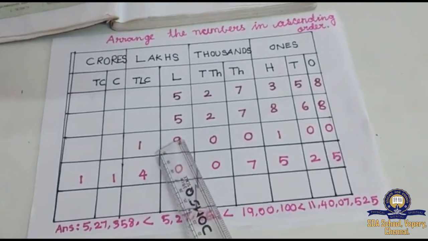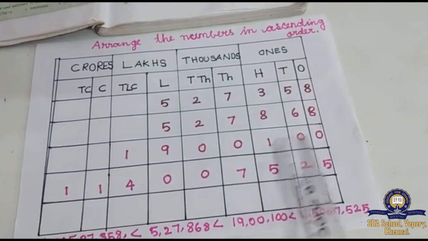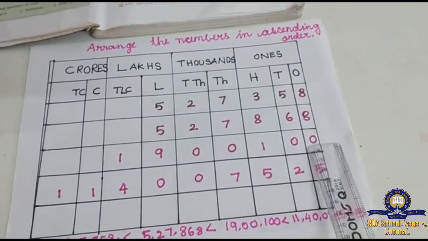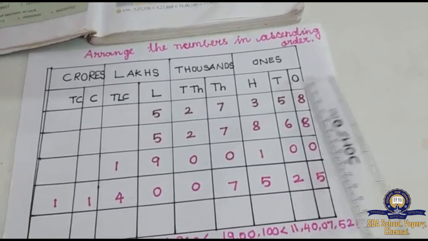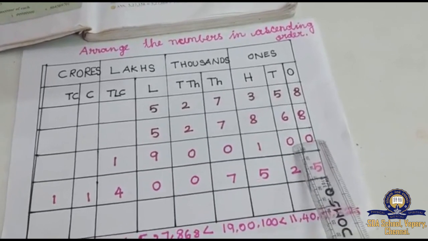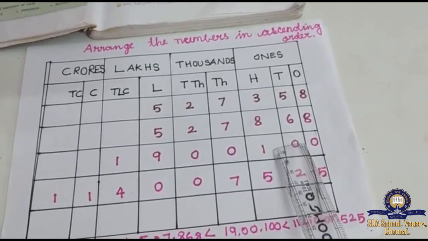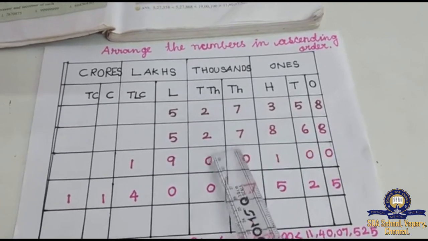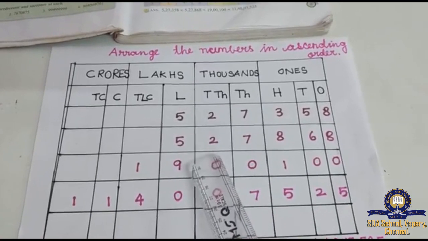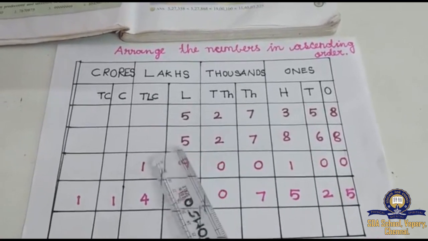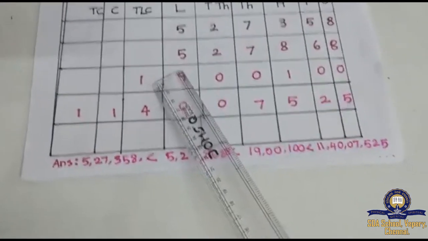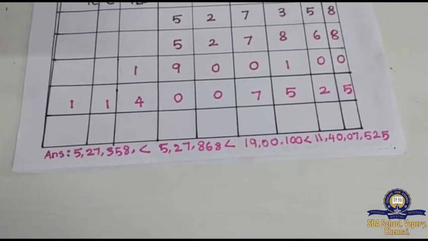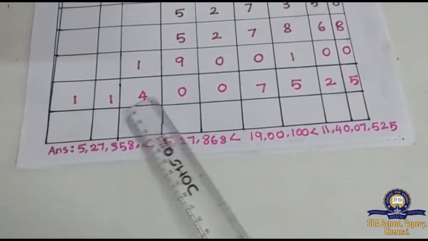And the next group of numbers, this is 19 lakhs 100. 19 lakhs 100. How to place it? Under ones 0, under tens 0, under hundreds 1, under thousands 0, under ten thousands 0, under lakhs 9, under ten lakhs 1. Okay, this is the way we used.